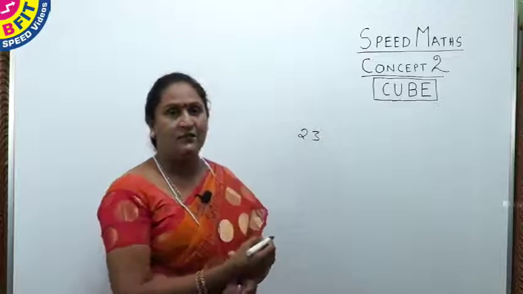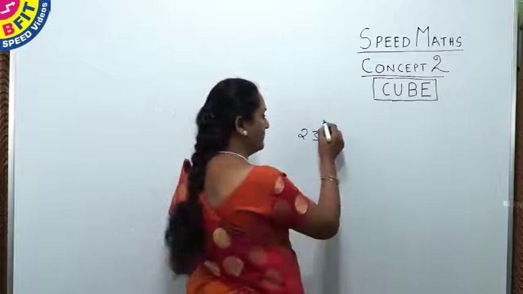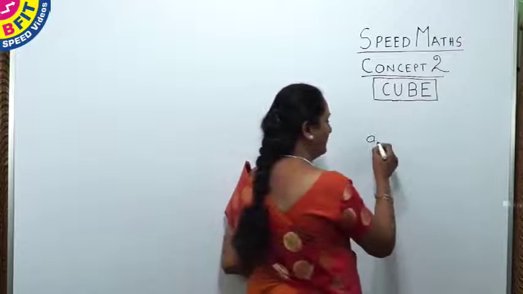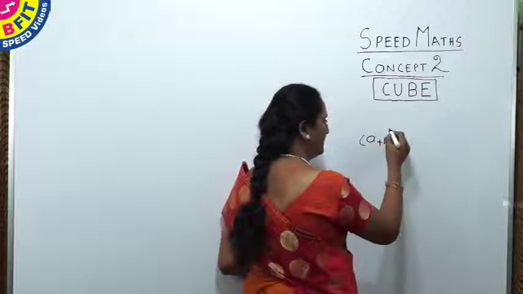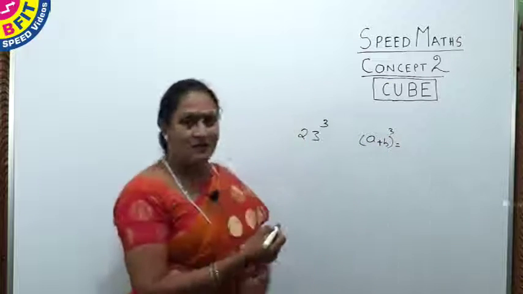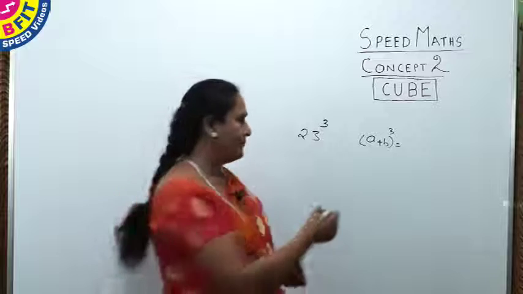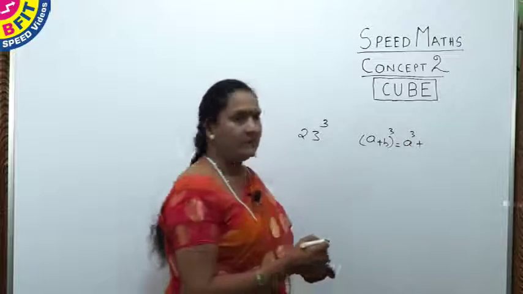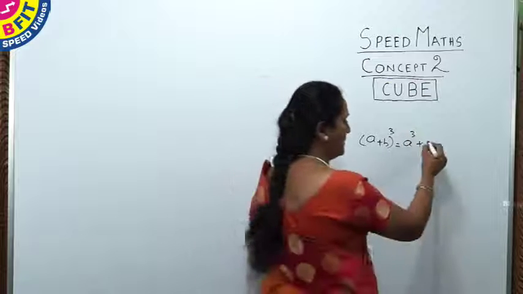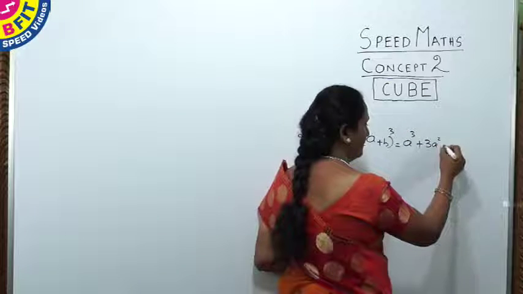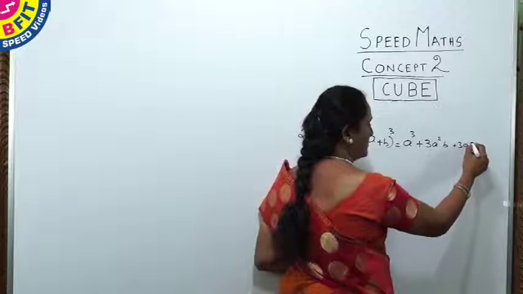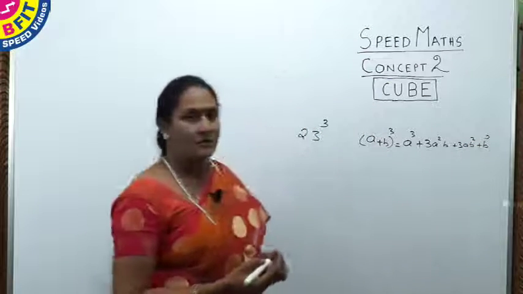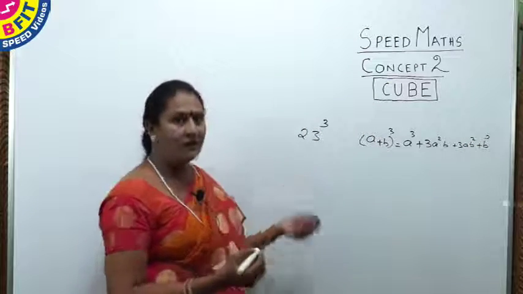Say suppose you are asked to find the cube of 23. So here we can use this a plus b the whole cube expansion. So what is the expansion for a plus b the whole cube? It is a cube plus 3a square b, so this 3 here, plus 3ab square plus b cube. So using this identity we can make our work simpler.